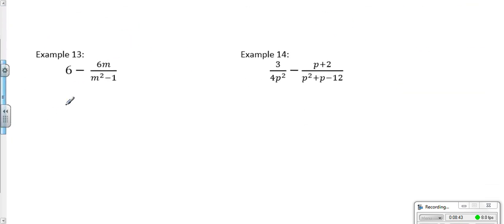Alright, next one we have 6, let's make that a fraction. Now I have m squared minus 1. That is the difference of two squares, but we wouldn't need to factor this because the other denominator is exactly 1, so the denominator is going to have to be m squared minus 1. So factoring it wouldn't help us in this particular case. But I will do this, plus a negative 6m. So that means the first one needs an m squared minus 1. That's going to be the common denominator.